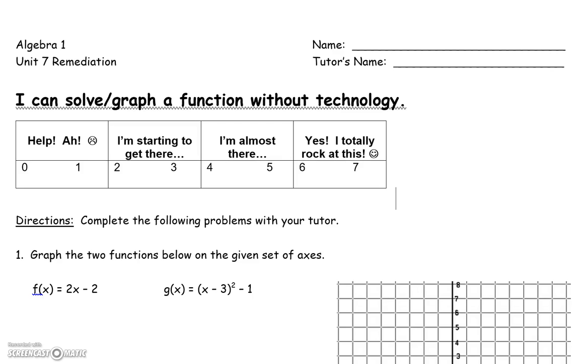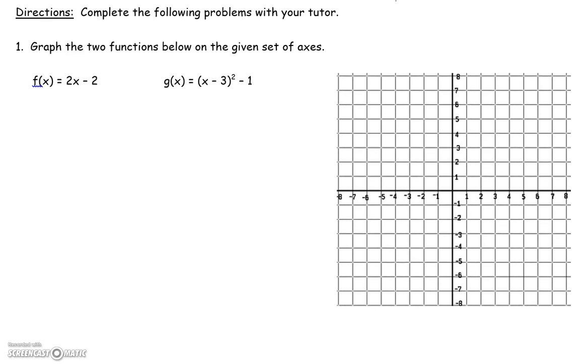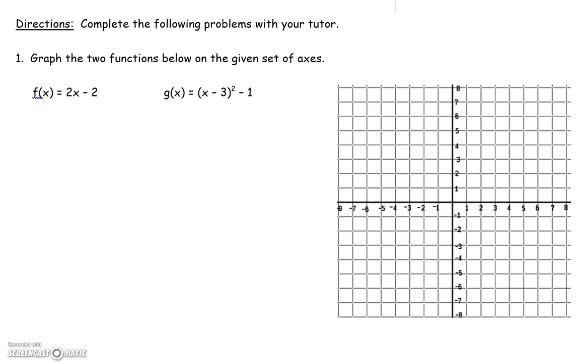Hello, today we're talking about Unit 7 functions, and we're going to try and solve and graph a function without the use of technology. Example number 1 asks you to graph two functions on the set of axes provided. To do that, we're going to start by creating a table of values for each of those functions, and then we're going to start with the graphing.